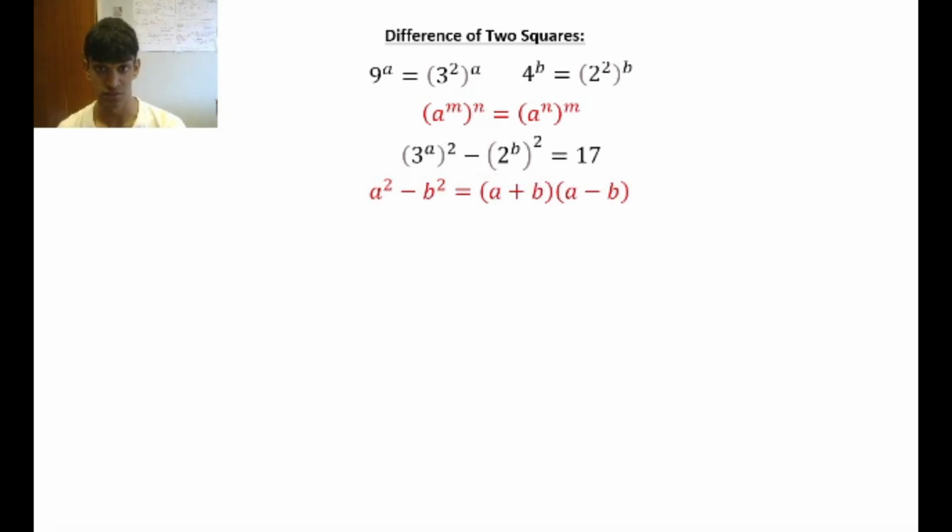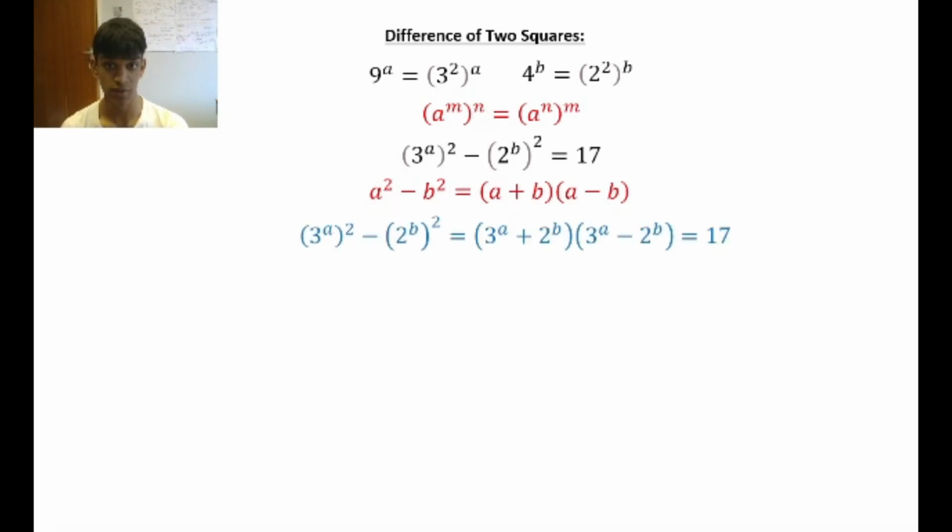This is the difference of two squares law, and we can simply replace 3 to the power of a with a and 2 to the power of b with b, and we can get our value of the equation. So 3 to the power of a all squared take away 2 to the power of b all squared is equal to 3 to the power of a plus 2 to the power of b multiplied by 3 to the power of a minus 2 to the power of b, and this is equal to 17.